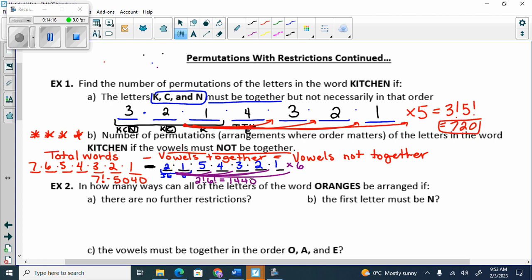So we're going 5,040, which is all the words in kitchen I can make. Then I'm subtracting off all the vowels together options, correct? And then what's left over are the vowels not together. So what's 5,040 minus 1440?